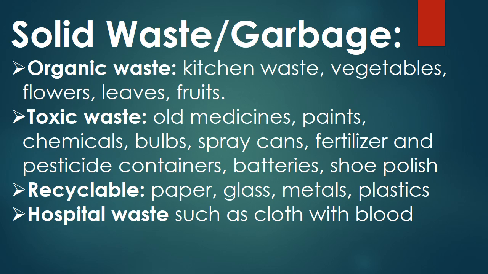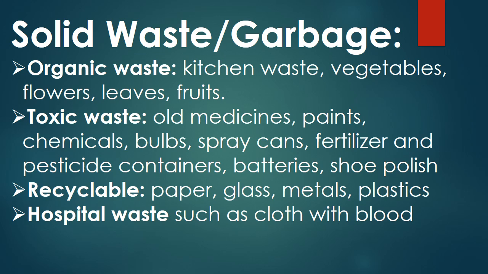Now we should know the meaning of solid waste and how they come up. Solid waste means, in simple terms, basically the garbage, and it may be of different forms or different kinds. The first category of garbage or solid waste is organic waste. Basically, they come from our kitchen in the form of vegetables, flowers, leaves, fruits. Another part is toxic waste or toxic garbage. They may be in the form of old medicines, paints, chemicals, bulbs, spray cans, fertilizer and pesticide containers, batteries, shoe polishes.